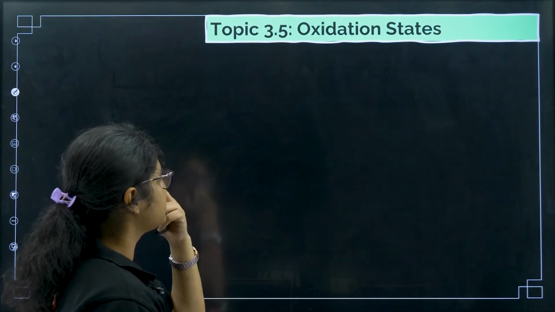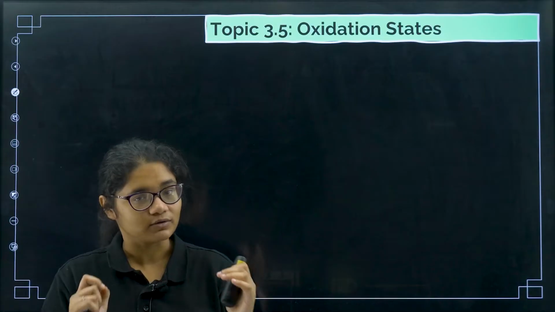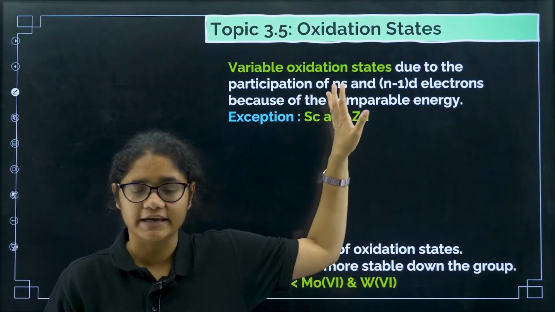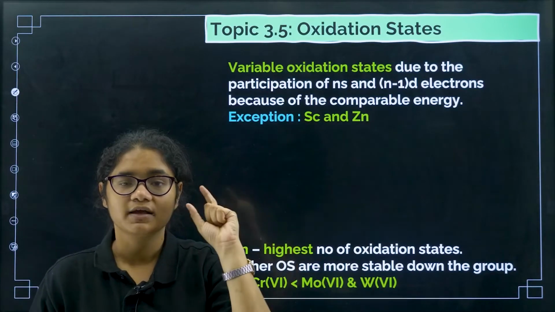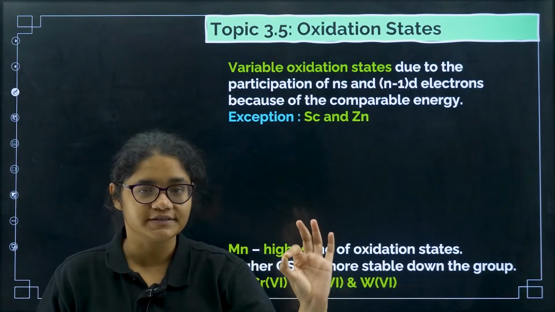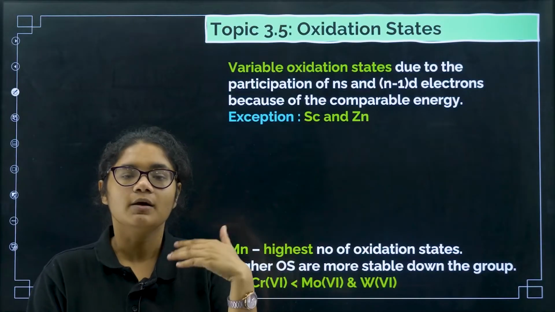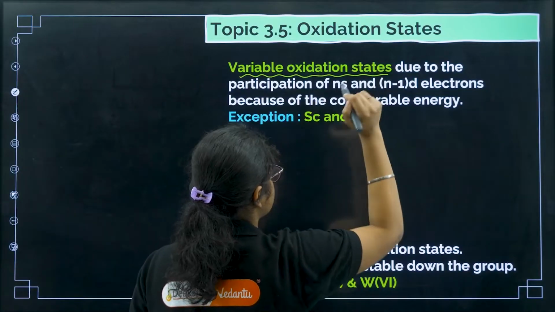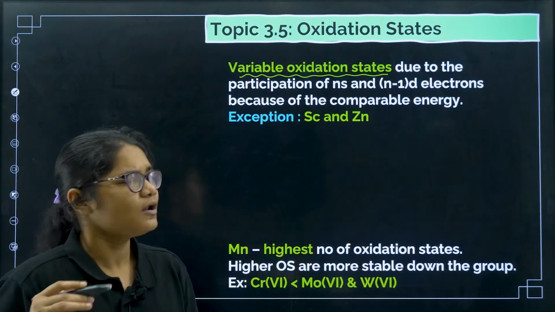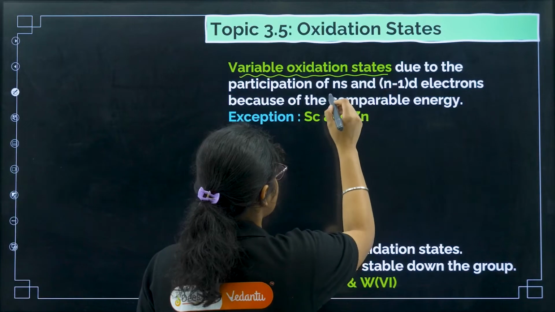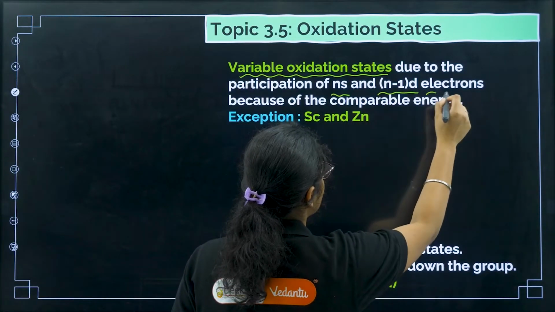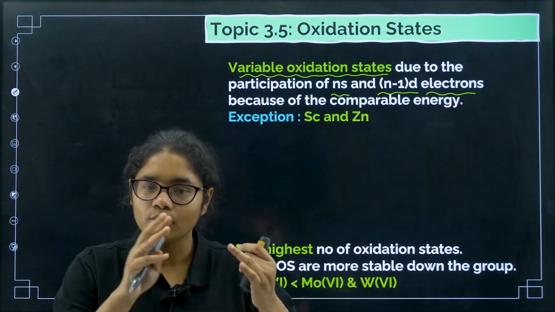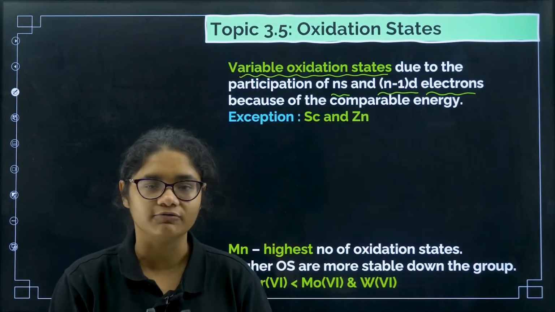Now let us talk about 3.5, that is oxidation states. This is also very important. The first statement has 3 points that you need to note down. First, there are variable oxidation states. Most of the transition elements show variable oxidation states, meaning more than one oxidation state. The reason for that is the participation of ns and (n-1)d electrons. Suppose 4s and 3d, both these orbitals participate in bond formation.